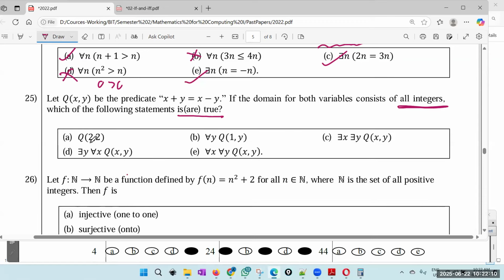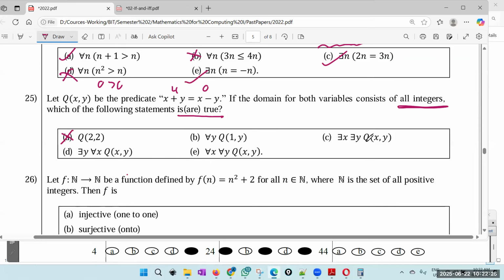When x and y are both 2, is it true? 2 plus 2 is 4, and 2 minus 2 is 0. So 4 is not equal to 0. Therefore, this is not correct. So I first look at the easier things.